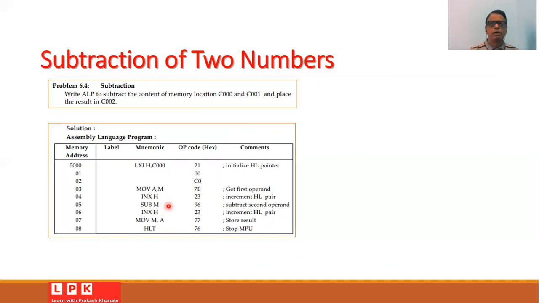Then we will subtract the memory, that is, we will subtract the second number from the first number in the accumulator by using the instruction SUB M, for which the opcode is 96. Then we will increment the HL pair so that we can point to the next location where we can store the result in the accumulator. MOV M, A will store the result at the location C002, and then finally we will halt the program by making use of the instruction HLT, for which the opcode is 76.